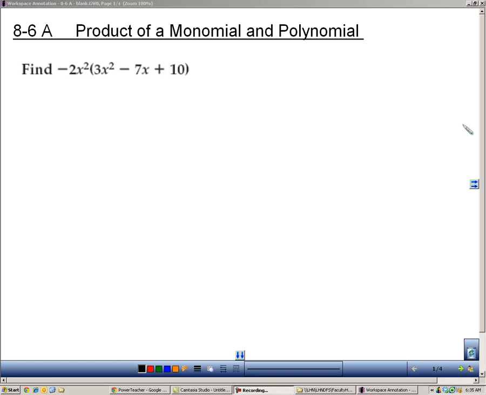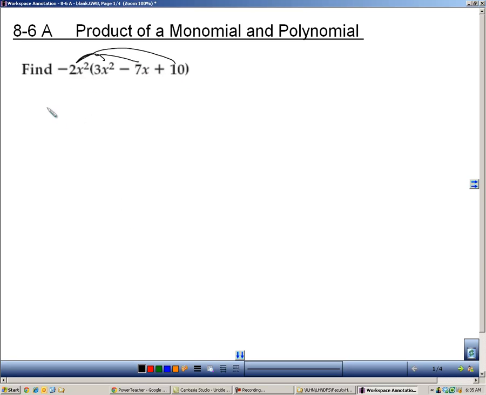Section 8.6a is about the product of a monomial and a polynomial. So what do you do when you have a monomial outside of parentheses and a polynomial inside? Well, the answer is that you distribute. So we're going to distribute this 2x squared to each term.